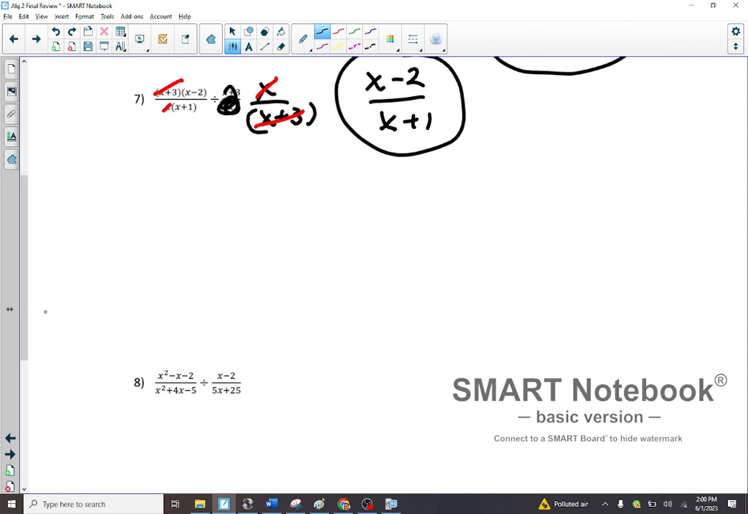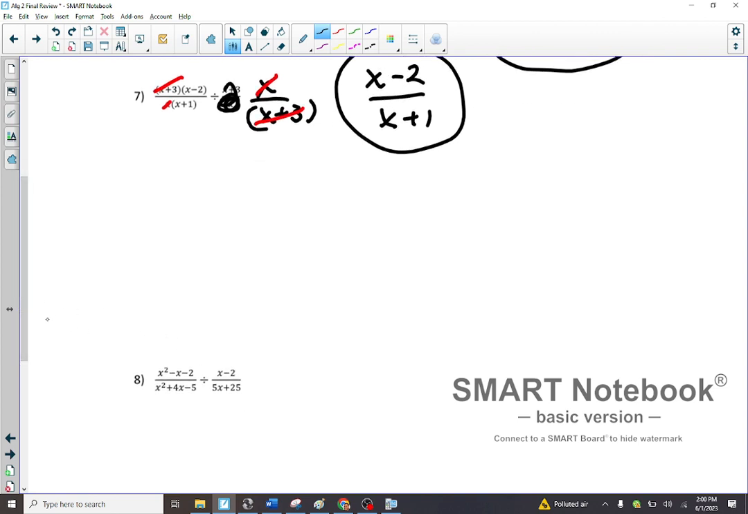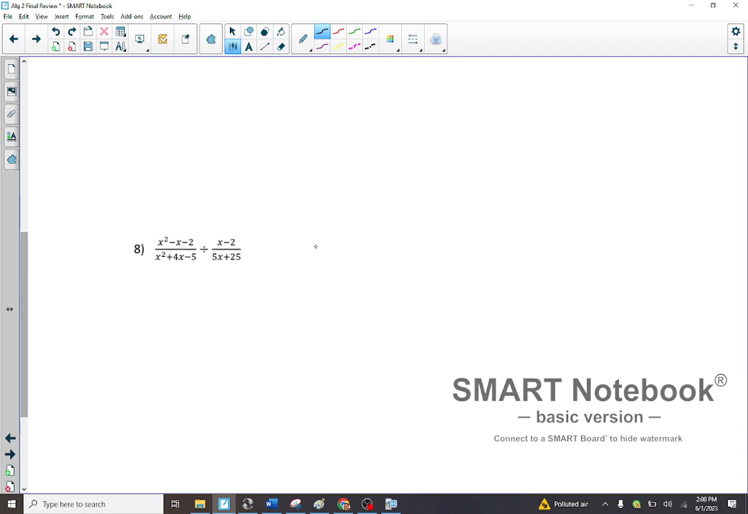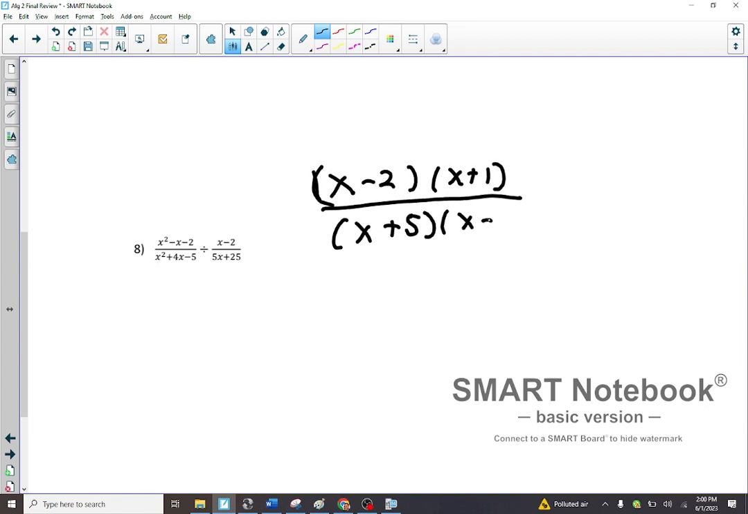Next one. You're going to not only have to flip, you're going to have to FOIL too. Or factor, my bad. So what we're going to do, top left, it's going to be factor 2. x minus 2, x plus 1. The bottom left is going to be x plus 5, x minus 1. I'm going to change this to multiplication. Remember, I'm flipping this. So this part is going to be on top. This part is going to be on bottom. So the new top right, which is the same as the bottom right, 5, x plus 5. On the bottom over here is what was the top right, is now the bottom right, x minus 2.